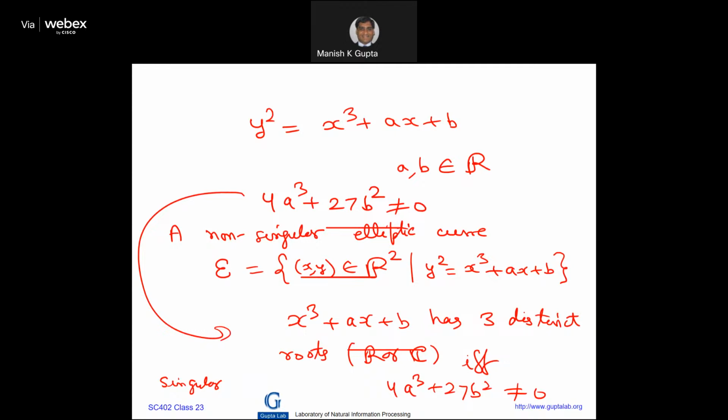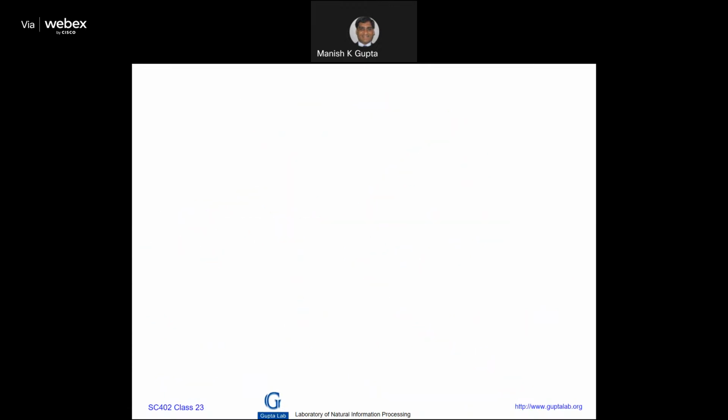Anyway, let me now describe this group here. So E is our non-singular curve. So we know what the condition is: non-singular curve. I am saying that E with respect to addition is an abelian group. What a beauty actually, right?